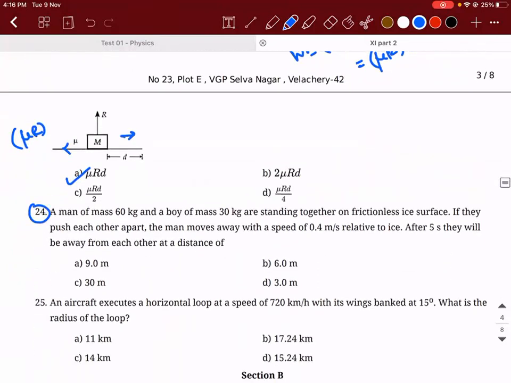24th. A man of mass 60 kilogram and a boy of mass 30 kilogram are standing together on a frictionless ice surface. If they push each other, the man moves with a speed of 0.4 meter per second relative to ice. After 5 seconds, they will be away from each other at a distance of how much?